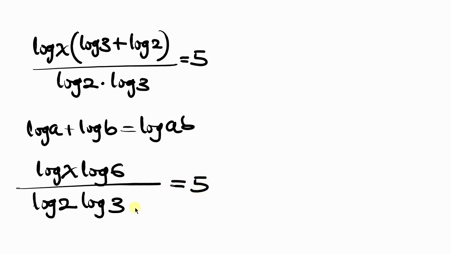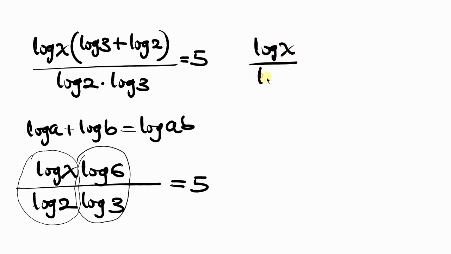Now watch what we're going to be doing here. Now I'm going to be pairing this together, and I'll pair this together. So in order to isolate log x all over log 2, I'll divide both sides by log 6 all over log 3. When I divide both sides by this is what I have. So this is log x all over log 2 to be equal to, we have 5 here.